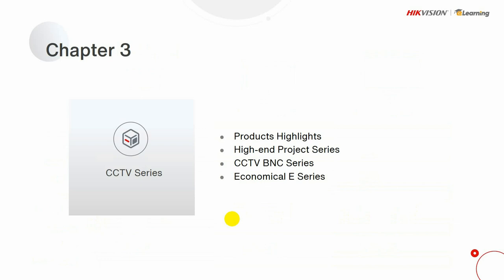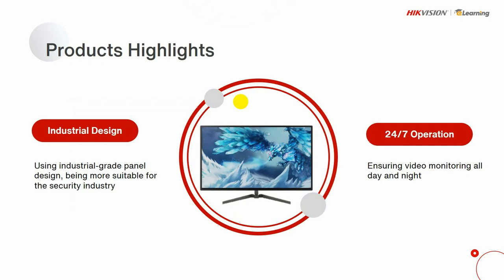So now let's get into our CCTV series. If you still remember, we have three types of CCTV series, right? First will be the high-end project series, and then the CCTV B and C series, and at last the economical E series. So let's have a look at the product highlights of our CCTV series first.